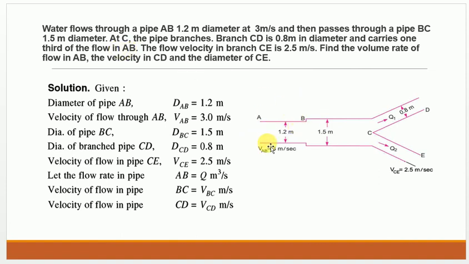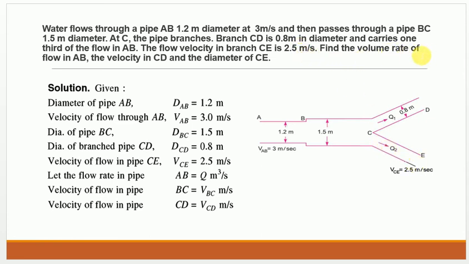For example, if 75 liters per second of fluid is flowing through AB, then 25 liters will be flowing through CD, and the remaining 2/3, which is 50 liters per second, will be flowing through CE. The flow velocity in branch CE is 2.5 meter per second. So it is given that in CE the fluid flows at a velocity of 2.5 meter per second.